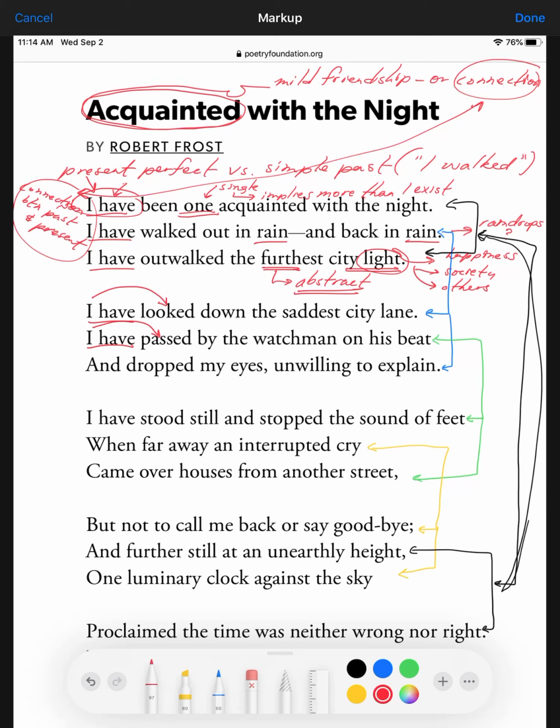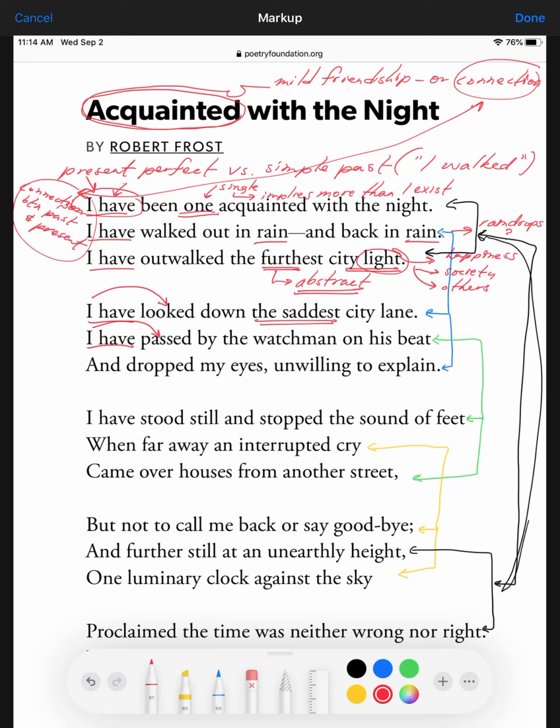I have looked down the saddest city lane. This is interesting too. It's almost like he's trying to be sad. Like, why is he looking down this way? Was it sad? Did he know it was sad when he was looking down it? I don't know. Sometimes people go out of their way to be sad. As they're sad, they want to kind of sulk in that sorrow. And this kind of feels like that a little bit. Why is he looking down the saddest city lane?